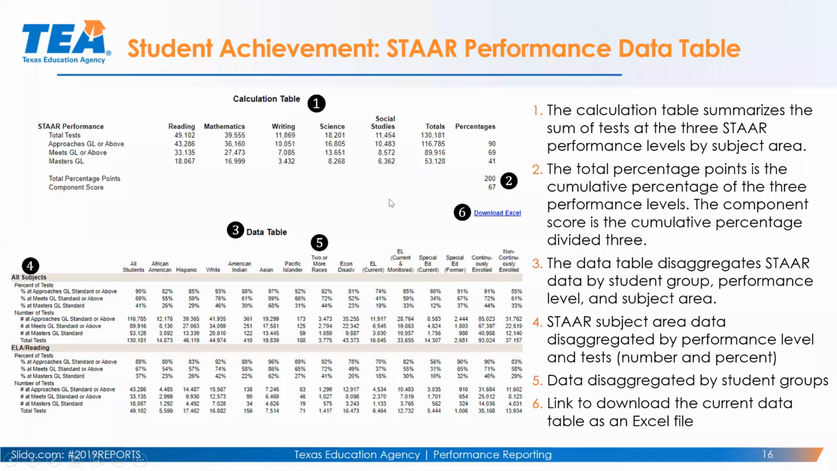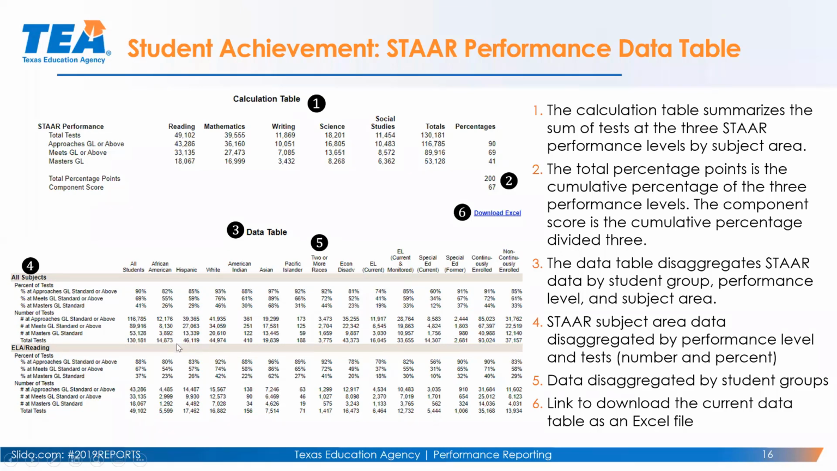Additionally, I see that the bottom data tables are broken out by subject area. This aggregates all subjects: reading, math, writing, science, and social studies. If I want it broken out by a particular subject area, I can scroll down on the web page to view reading, math, writing, science, social studies, and so on. The data table also disaggregates in section 5 the results by student groups. So going back to the all subjects area, I have 130,000 total tests for all students, but then I see it broken out by student group.